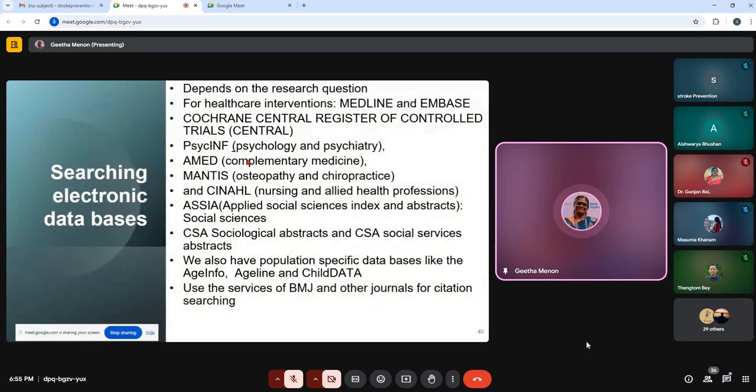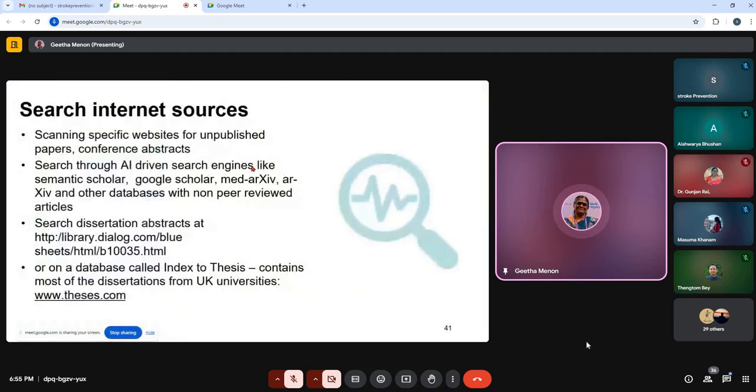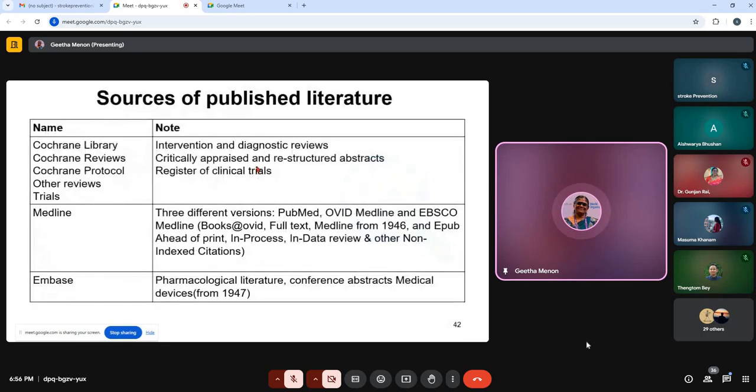Some of the BMJ services also provide you the databases for searching primary studies. When you are searching internet sources, then AI-driven search engines are available, like Semantic Scholar, Google Scholar, and medRxiv or simply arXiv. All these are search engines which can help you in selecting studies for your review. And then theses can also be searched, because gray literature comes in the form of theses, and theses can be searched from other universities also, using their websites.